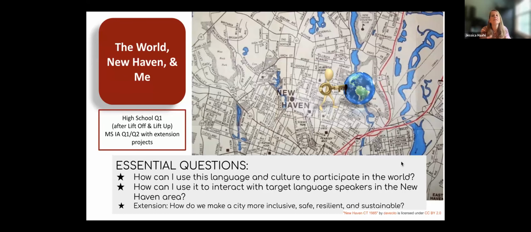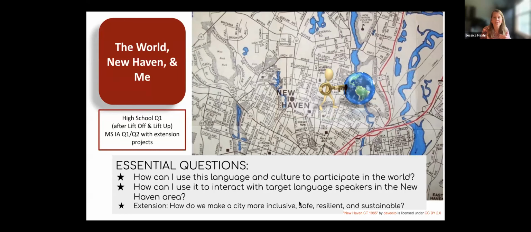Now, our first real unit, our long unit, is The World, New Haven, and Me. And this is the one I'm actually going to give you today. And so we'll talk quite a bit more about this later. But this one is when we're getting right into New Haven right away, community buildings and language names, where languages are spoken, and we teach them which languages are spoken in New Haven.